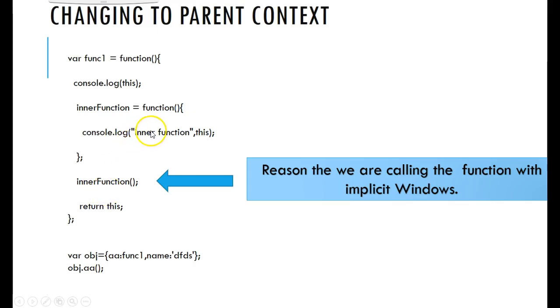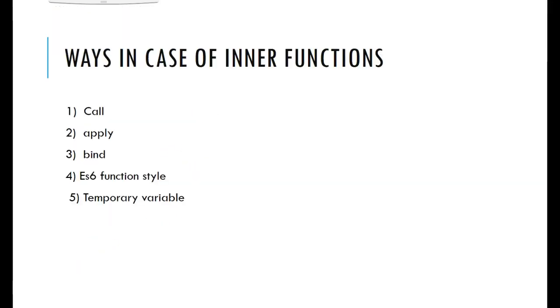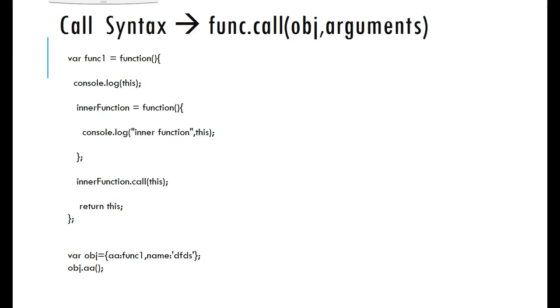But our requirement here is to make this inner function have the same context as the outer parent function, that is func1. So this should represent the obj object. How to do that? We can do it in 5 ways, using call, apply, bind, ES6 function style and temporary variables. Let us see the first way to do that.